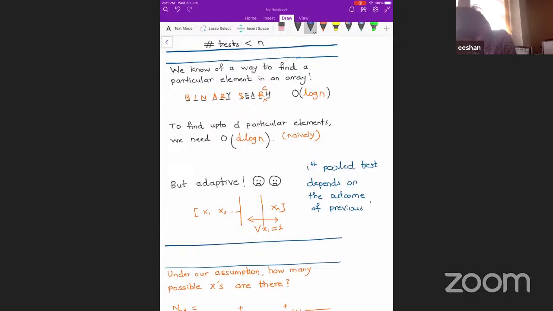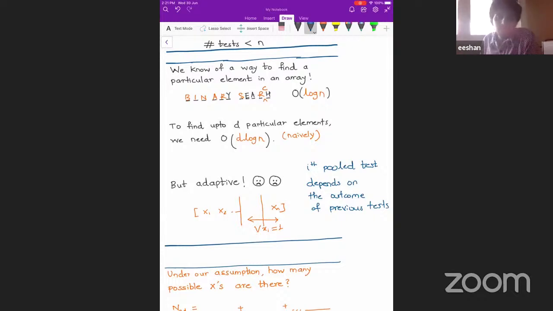Yes, sir. And this is not a good thing. Imagine the frustration of the lab technicians, right? For each test, they have to see, okay, what result have we got? Now, what next do we have to do? This is just infeasible, logistically infeasible. So that is the pitfall of using binary search to solve this particular problem.